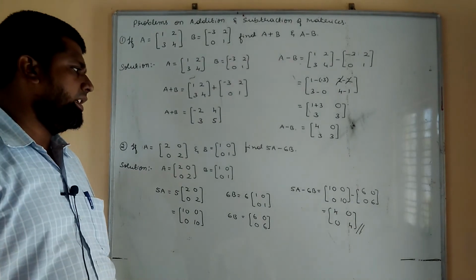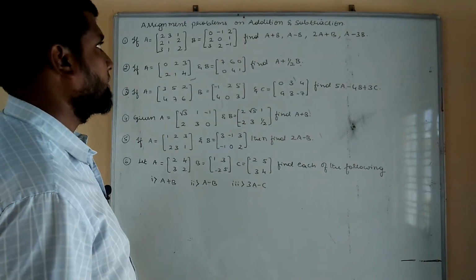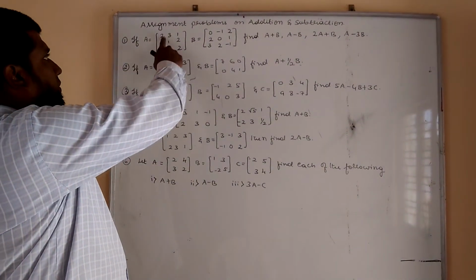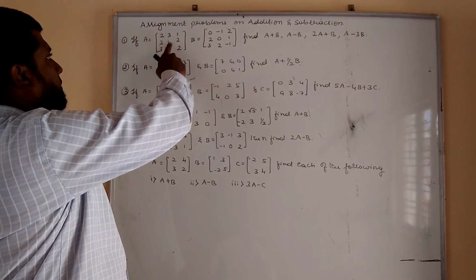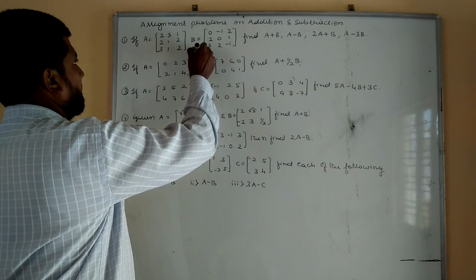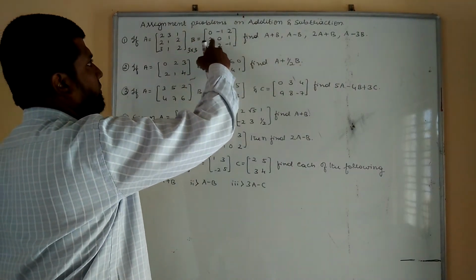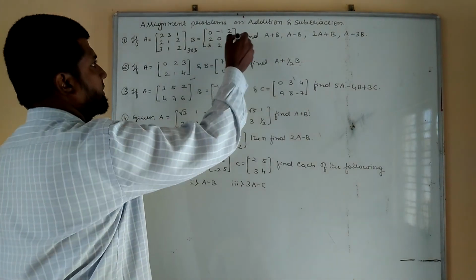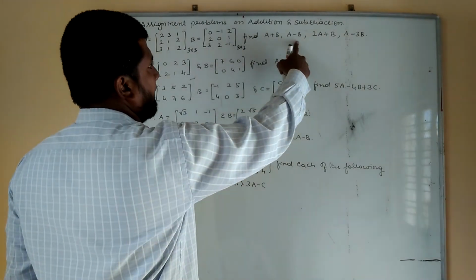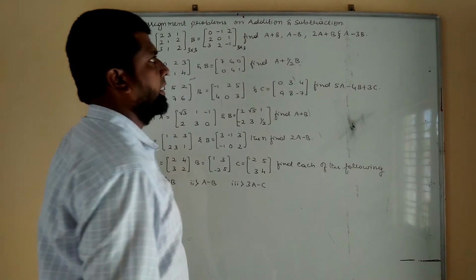You can do addition and subtraction easily. So take the assignment problems on addition and subtraction. First problem, if A is equal to 2, 3, 1, 2, 1, 2, 3, 1, 2 of order 3 cross 3 matrix, then B is equal to 0, minus 1, 2, 2, 0, 1, 3, 2, minus 1 of order 3 cross 3 matrix. Find A plus B, A minus B, 2A plus B and A minus 3B.